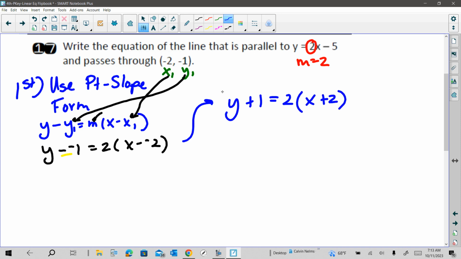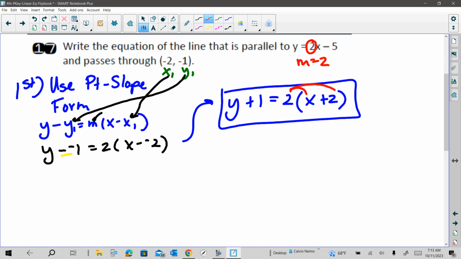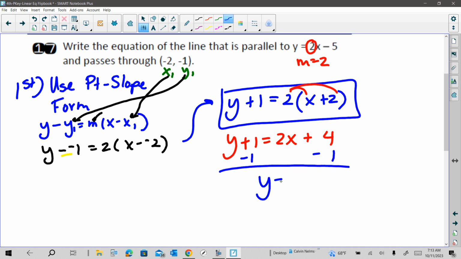Now, they just said write the equation, so you're fine right here. That is an equation of the line parallel, because it's the same slope and it goes through that point. But if they ask you to put it in slope-intercept form or even standard form, you're going to need to distribute first. So you have y plus 1 equals 2x plus 4, and then we have to get rid of this constant on the left. So we're just going to say minus 1, y equals 2x plus 3, and that is our slope-intercept form.